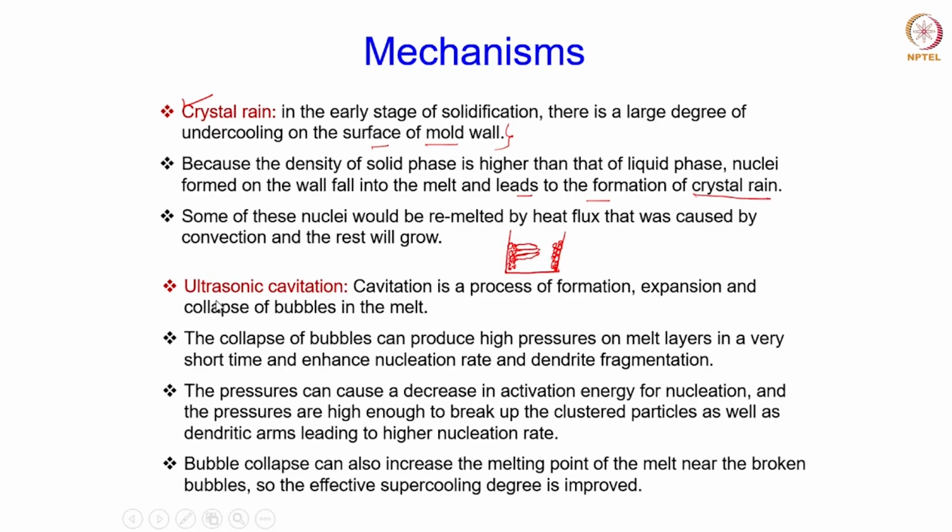Then we also talked about the ultrasonic cavitation process, which is applied for grain refinement during solidification. Cavitation is a process of formation, expansion, and collapse of bubbles in the melt, which leads to either a high nucleation rate or breakage of the dendrite arms, both leading to a higher nucleation rate or grain multiplication, and ultimately giving rise to a fine grain size in the solidified metal.